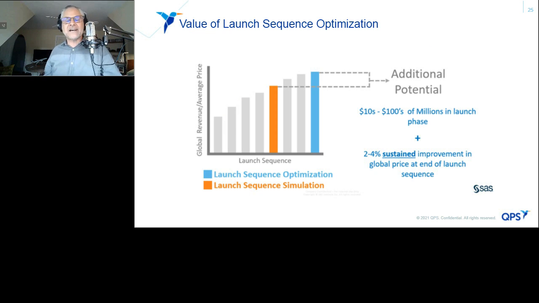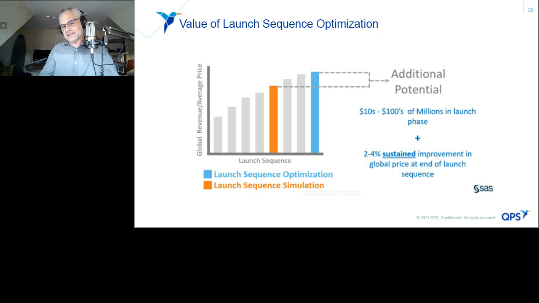Now, in the real world setting, the value of launch sequence optimization is significant. We've been fortunate. We've probably worked with over 50 brands, seeing the results of bringing this to market, and we look at the additional potential that it brings. So this graph charts all the different launch sequences on the x-axis, with the revenue and the average price on the y-axis. Compared with simulation, optimization will always deliver this delta. It will always find, amongst these trillions of launch sequences, a better launch sequence by navigating around the complexities of international reference pricing.